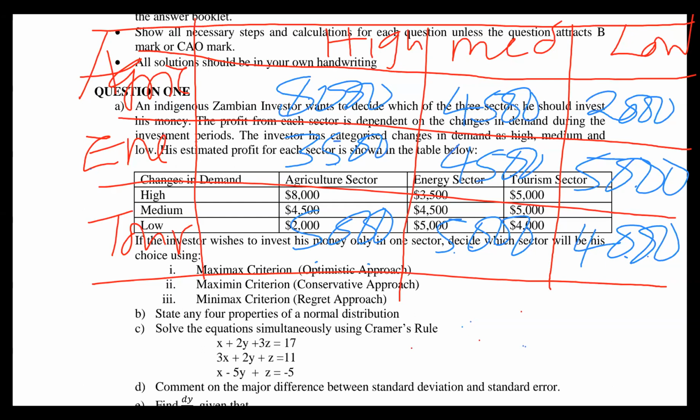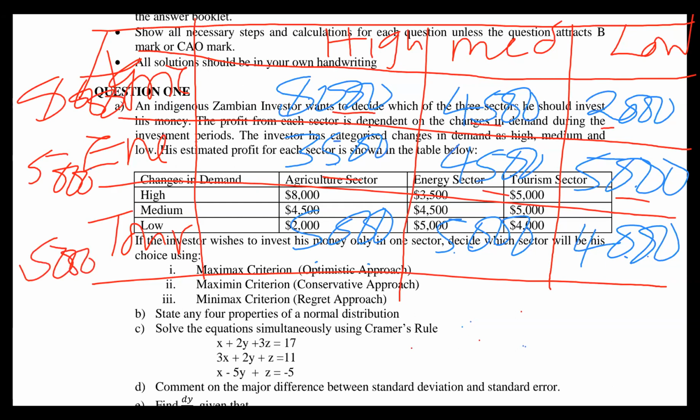For example, in agriculture, the maximum payoff we get is 8,000. From energy it is 5,000. Similarly, from tourism, we get 5,000. Max simply means you get the maximum of the maximum, like the best of the best. The best payoff from all these bests is 8,000, which is higher than all the other payoffs. Therefore, the person should invest in agriculture using the Max criterion way of making a decision. That is what we would comment. Is that clear?